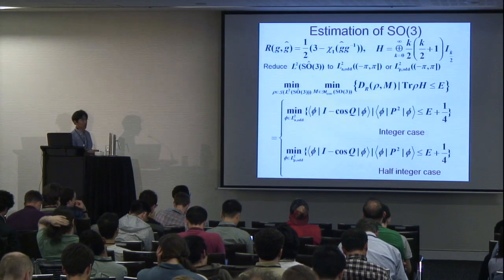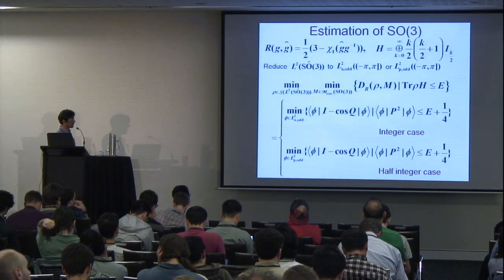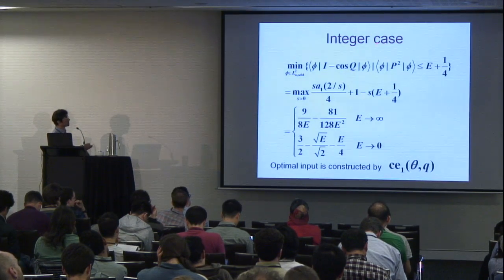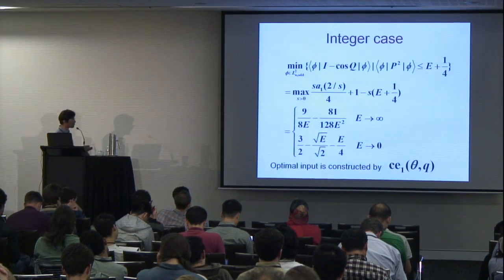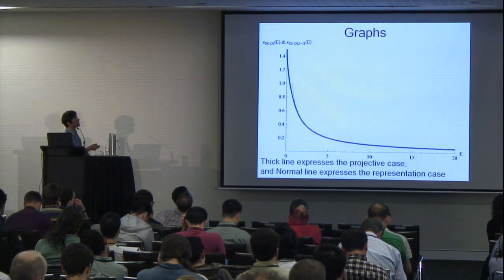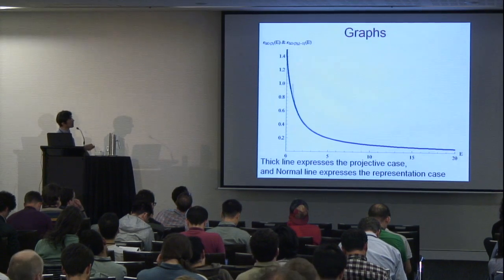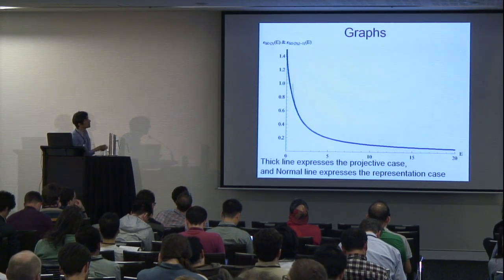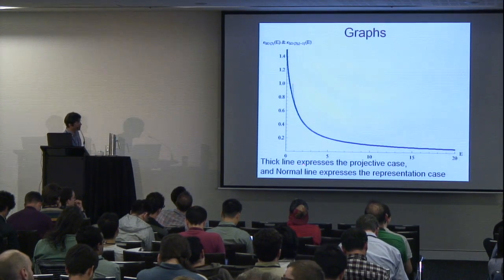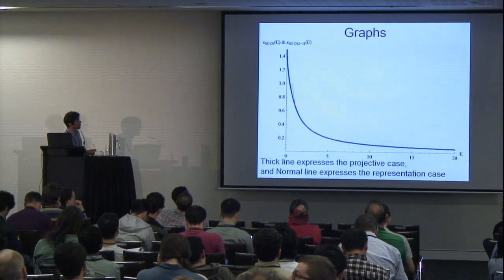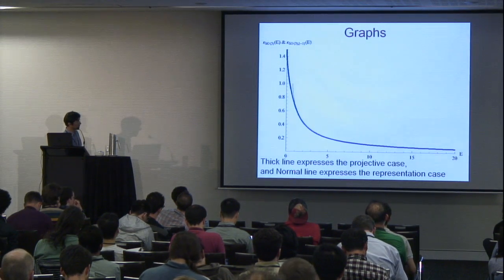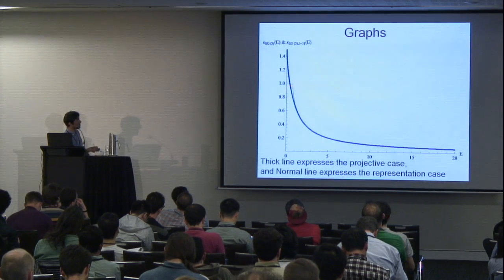And this is the integer case. In this case, this is the projective representation. In the integer case, this problem is completely solved this way, and the half integer case is solved by this one. So this is the graph. Sorry, the thick line is the projective case. The thick line is projective, and projective means half integer. The thick line is half integer, and the normal line is the integer case.